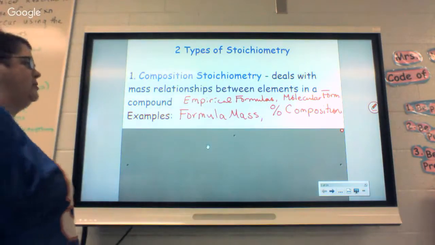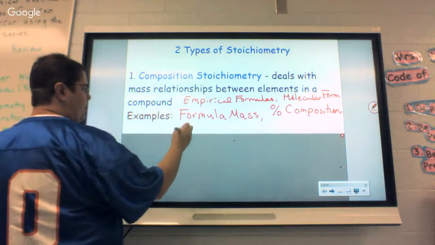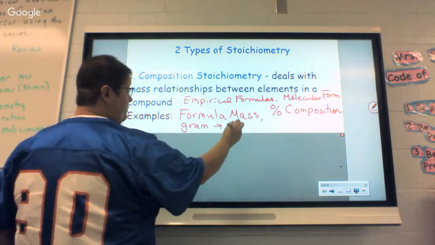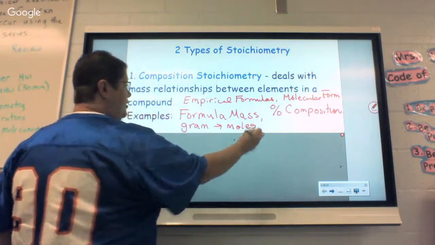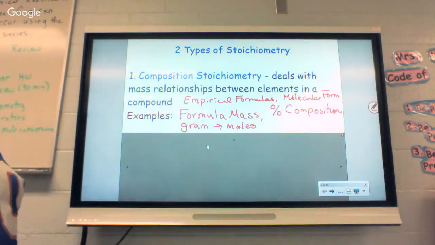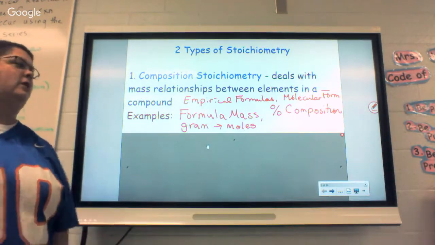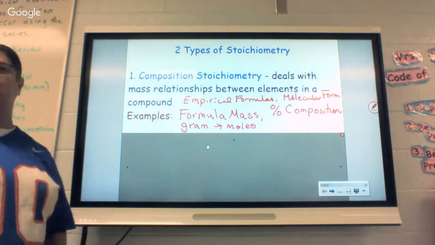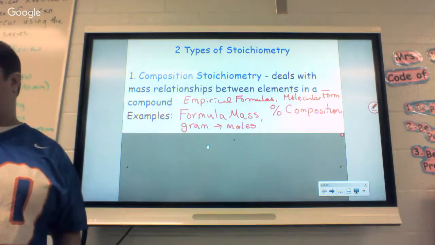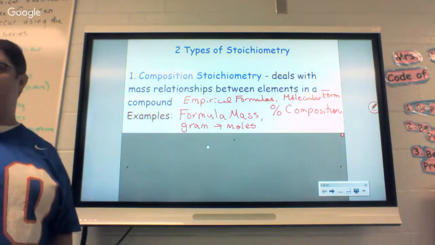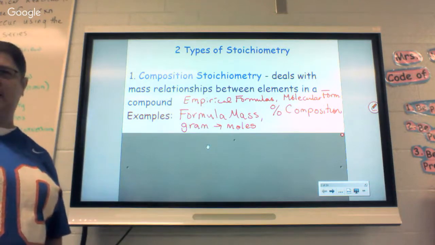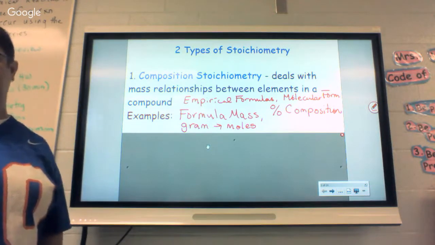Now, we could also talk about grams to mole. When we converted grams to mole, those would also be types of composition stoichiometry. Okay, all of those things that we did are examples of composition stoichiometry. So when we take the next test, even though some of this has already appeared on a test, it will also be on the next test.